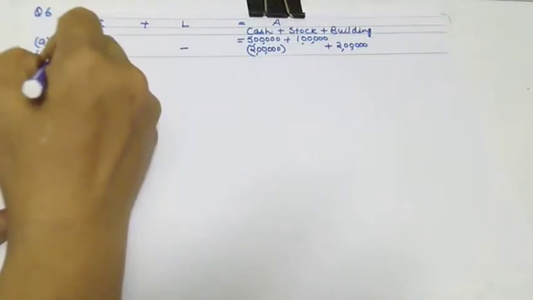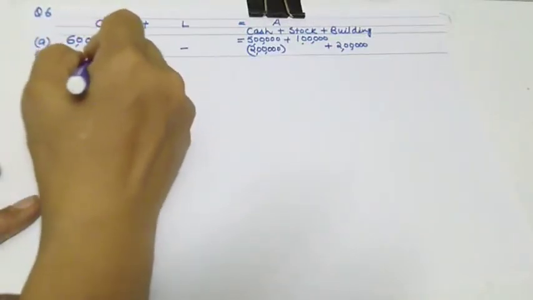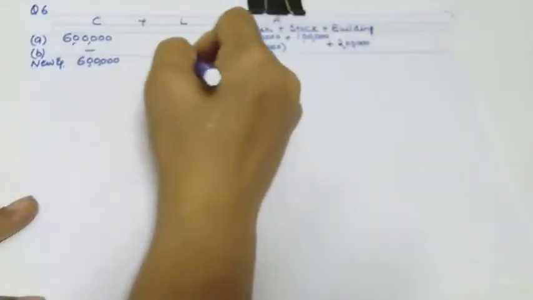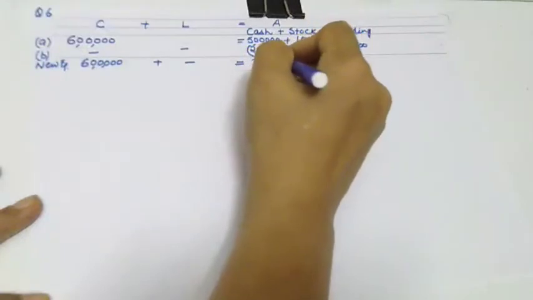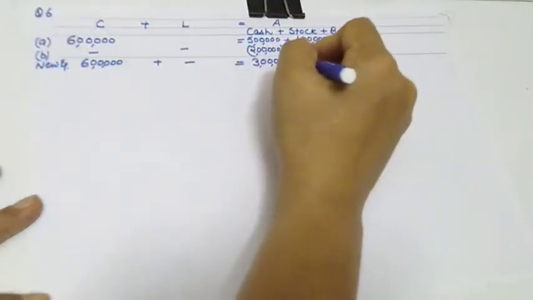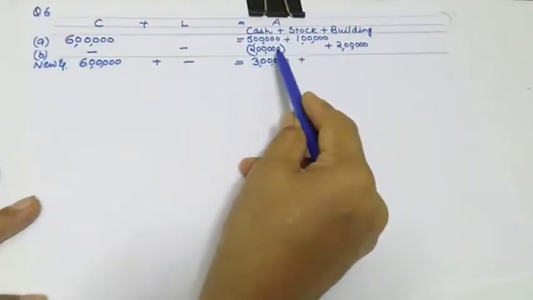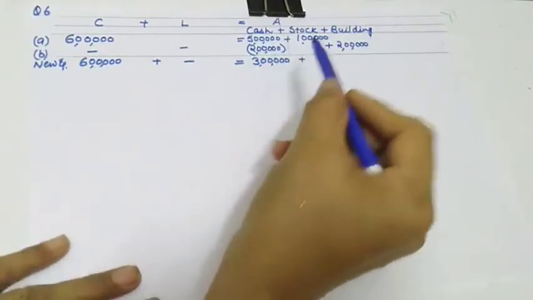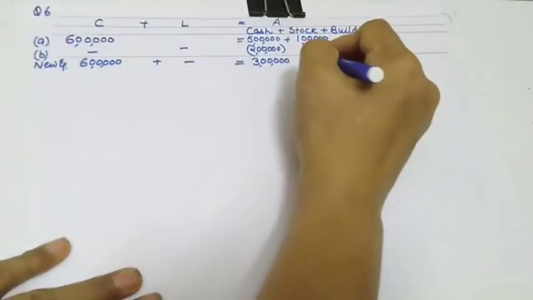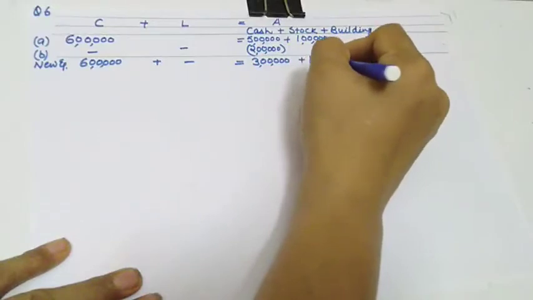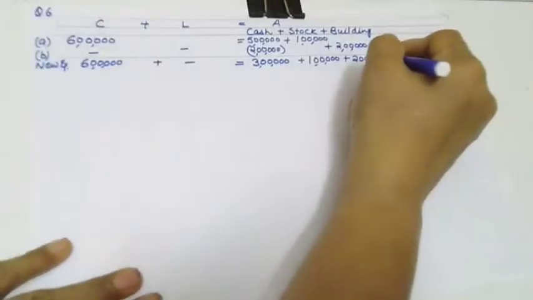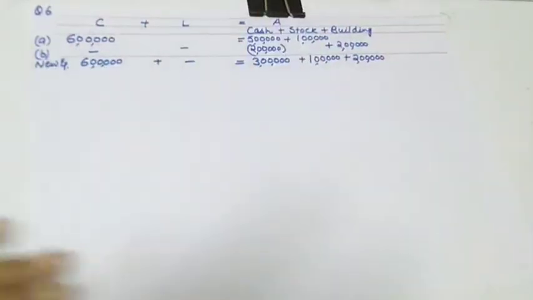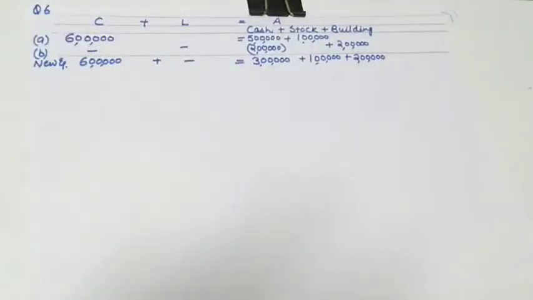So this is my new equation. 6 lakhs as capital, no change in liabilities, and here your cash will reduce by 2 lakhs, so it will be 3 lakhs. For reducing I am putting this bracket sign. No change in stock, and one more additional item will be added as building as your fixed asset. Now let us see the next one.